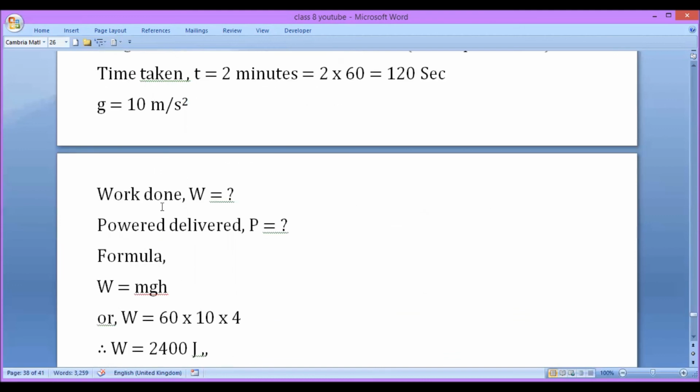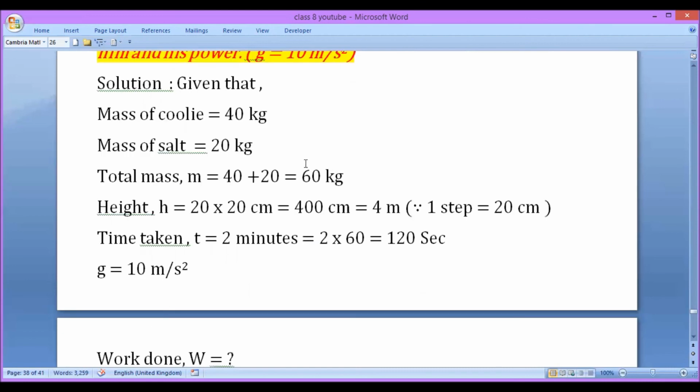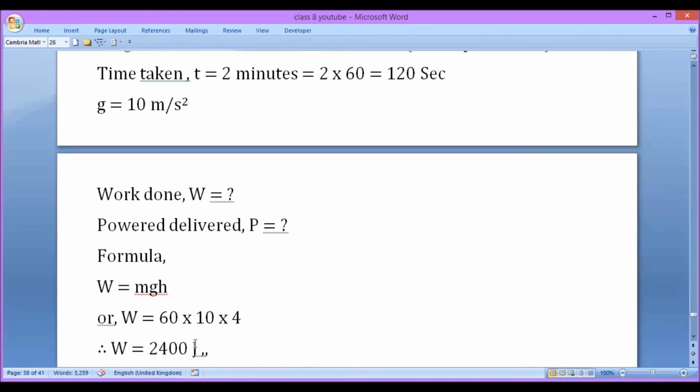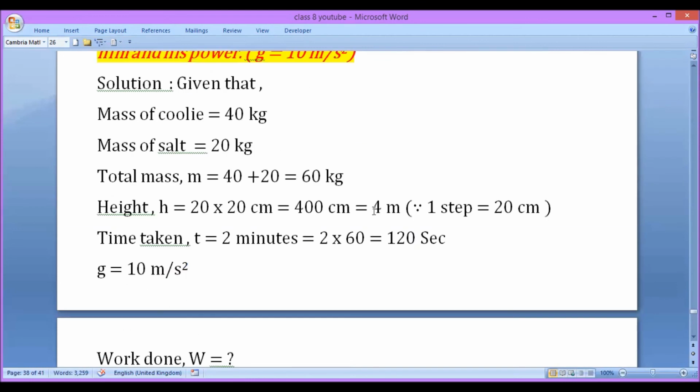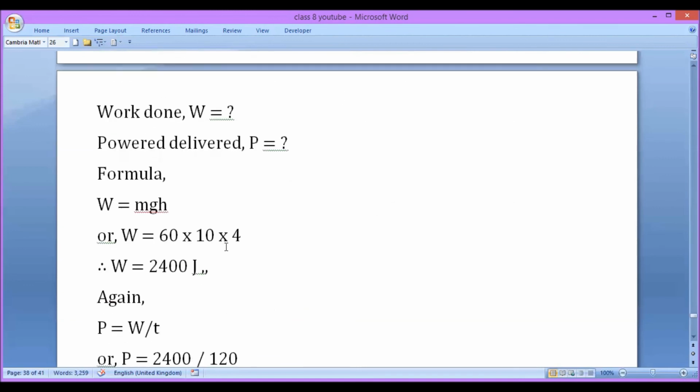Now use the formula. Work done W is equal to what? The formula to determine the work done is W is equal to mgh, which is equal to potential energy. Understood? The mass is given here, 60. M is equal to 60, g means 10, and h means 4 meter. Use the values and multiply. 2400 joule is the required work done. Understood? This is the work done.